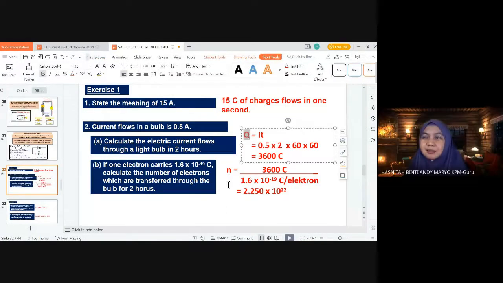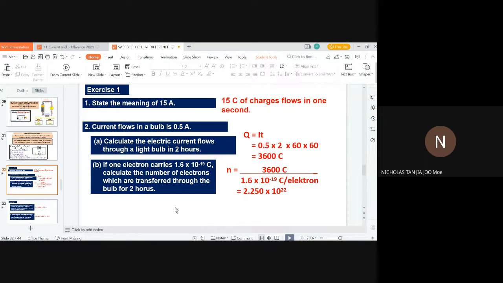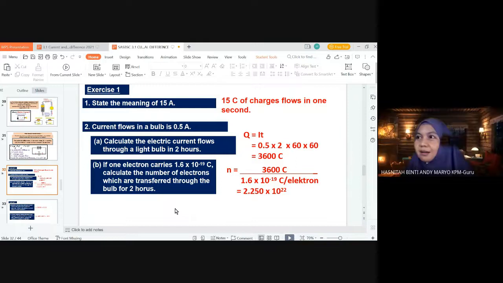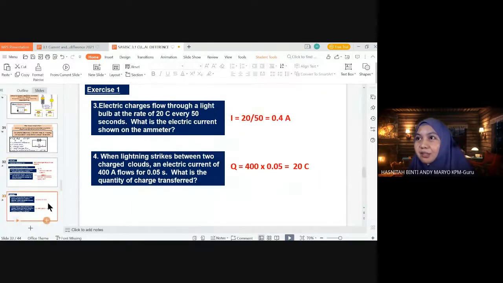Teacher, the question 2 in our module is, in a metal wire, the charges are carried by electrons. Each electron carries a charge of 1.6 times 10 power negative. The question is not the same as exercise 1. Not as seen here. This is number 3. Yours is number 2.